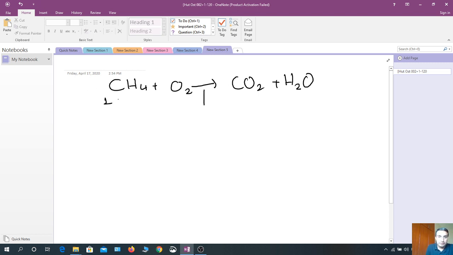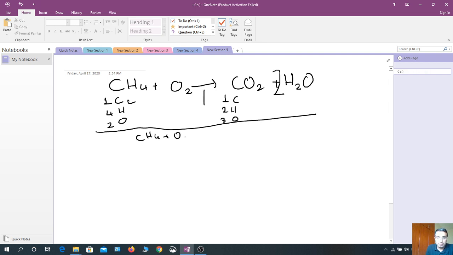I have one carbon, 4 hydrogen and 2 oxygen. On the product side, one carbon, I have 2 hydrogen, and definitely I have 1 oxygen here and 2 oxygen here, 3 oxygen. So let's start, balancing which one? Hydrogens. Because carbons are equal, if I put coefficient 2 here, it's going to be balanced because I have 2 and I have 4. So put coefficient 2 in front of water, then let's recount.